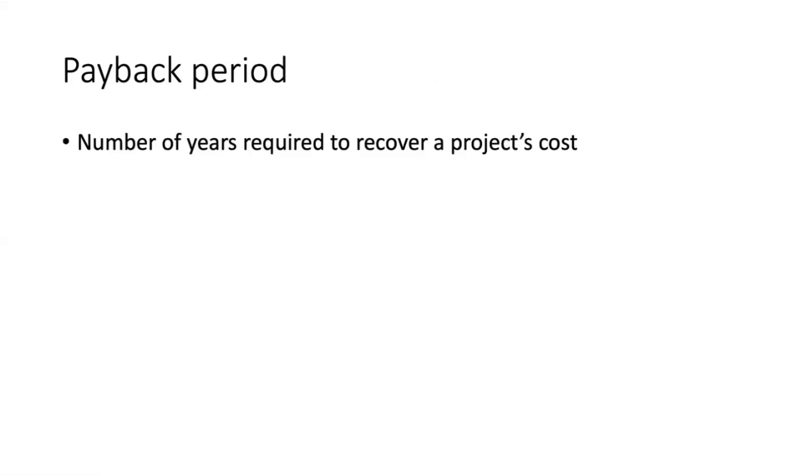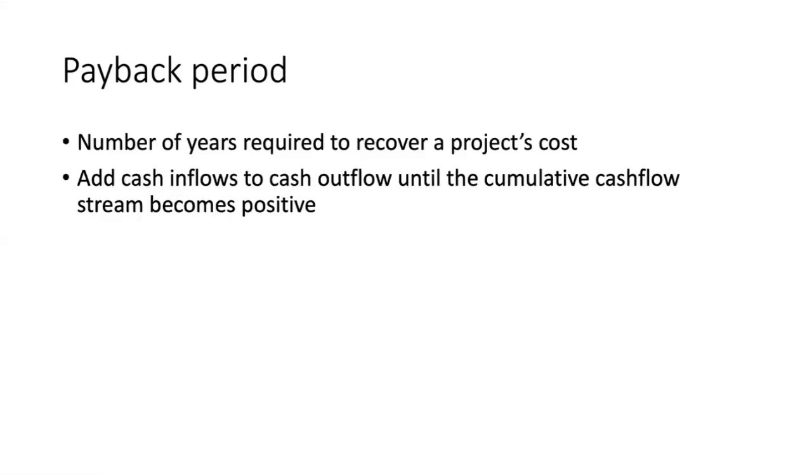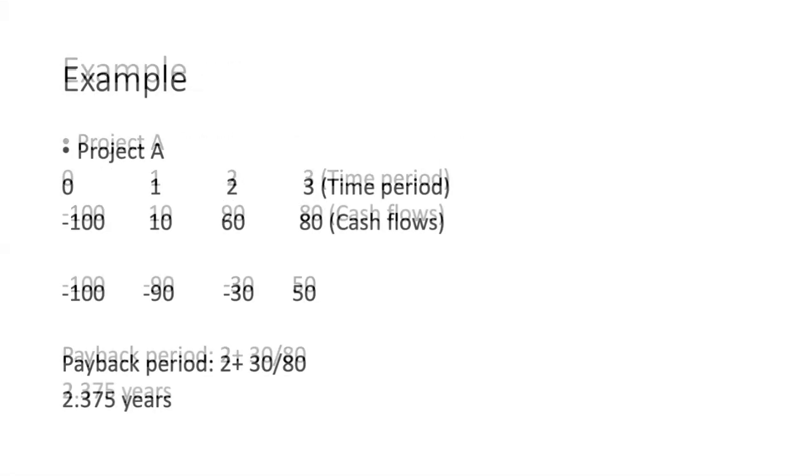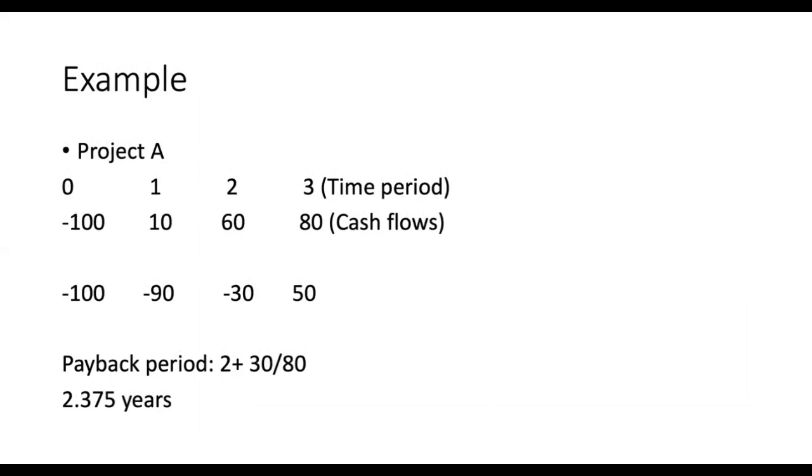Now, the last concept in the capital budgeting topic is payback period, which is the number of years required to recover a project's cost. So what you do is you add cash inflows to the cash outflow until the cumulative cash flow stream becomes positive. Now let's look at an example for payback period. These are the cash flows for project A. That is, we have -100 for year 0, +10 for year 1, +60 for year 2, and +80 for year 3.